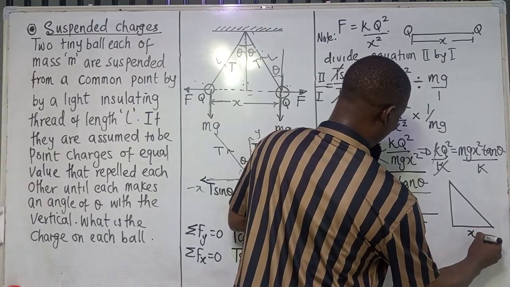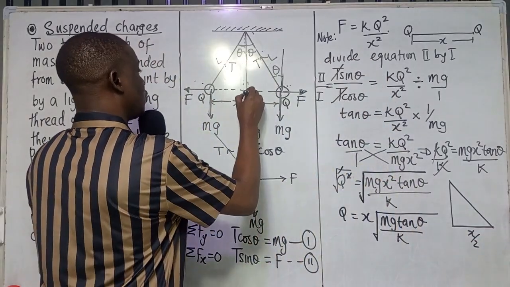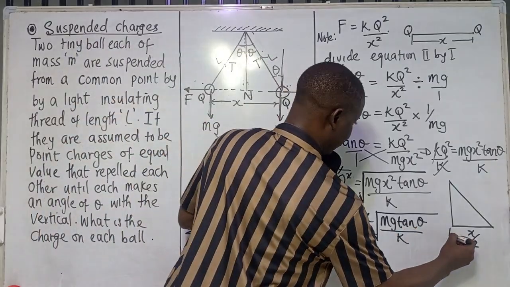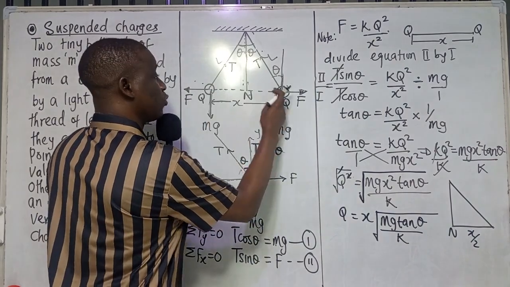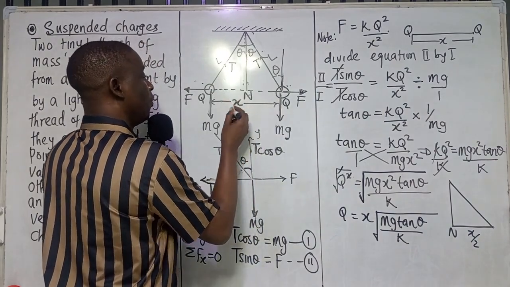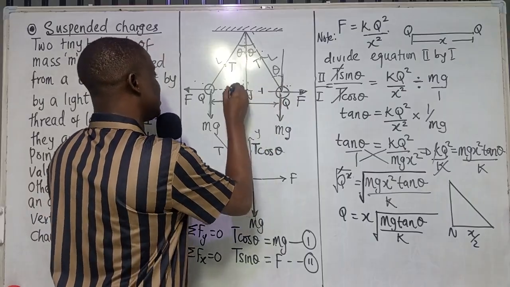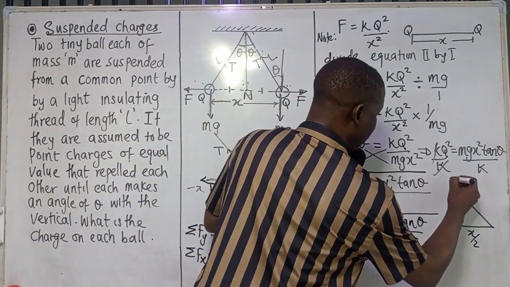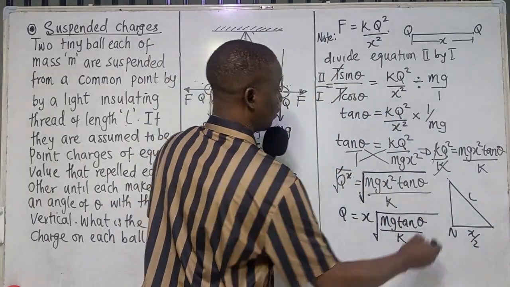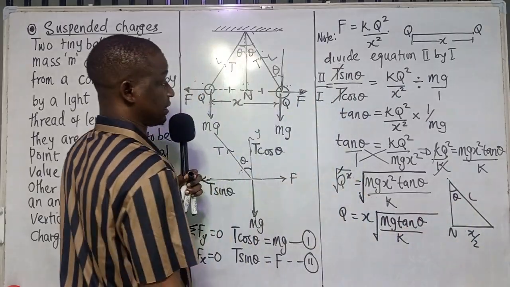This is x over 2. How? Let's call this place N. From N to this point is what? X over 2, because from here to here is x. What will now be from here to this place? This place is equal to this place, so it will now be half. So from here to this place is L, which we are given, and this is theta, the angle to the vertical.